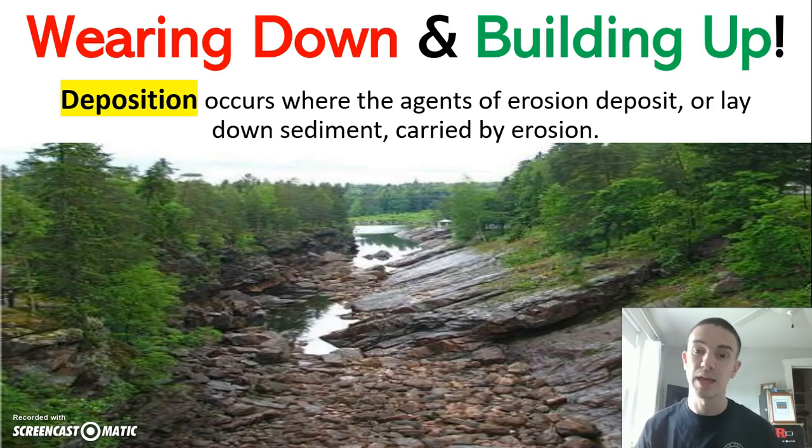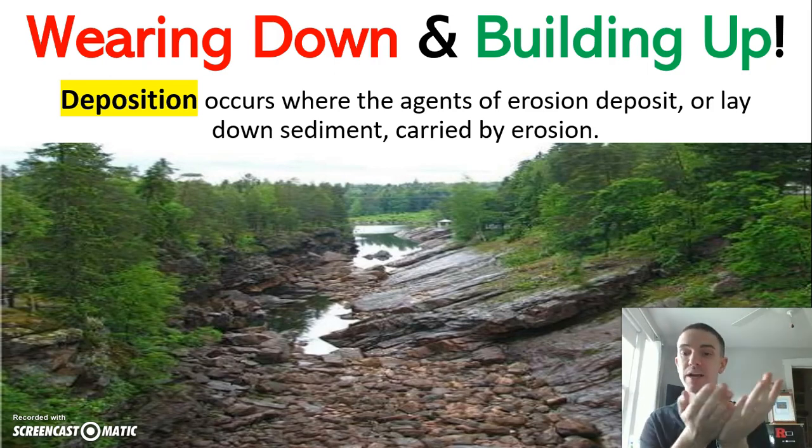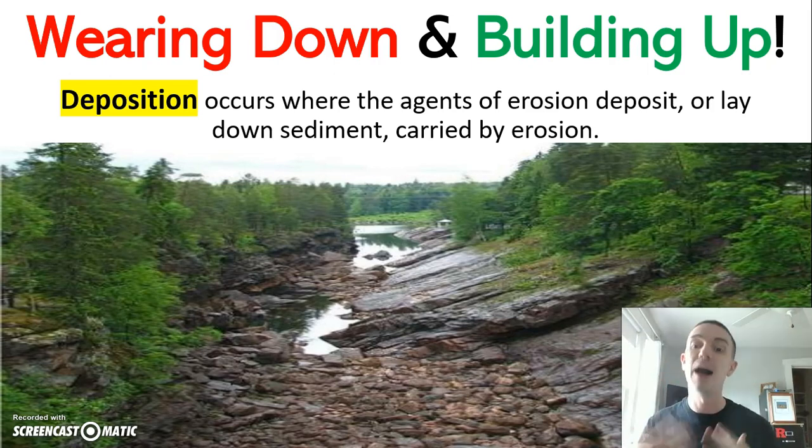So deposition occurs where the agents of erosion deposit, or start to lay down, the sediment that was carried by that erosion. Eventually that sediment is carried away through erosion, and then as the agents of erosion stop, it lays that sediment back down in another location. It's depositing it somewhere else. That's called deposition. So for example, if I have some different types of sediment and rocks and boulders up here, due to the tilt of this slope, we have the agents of erosion being caused by gravity.